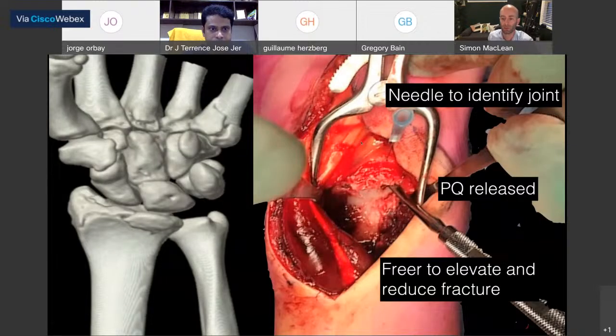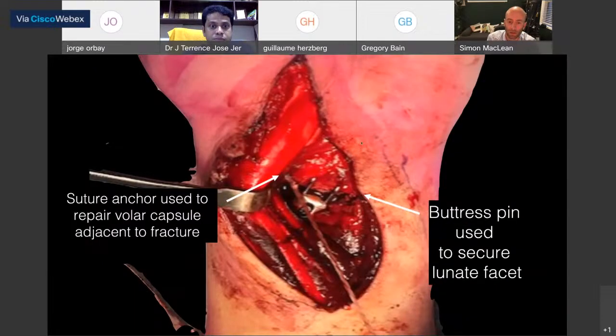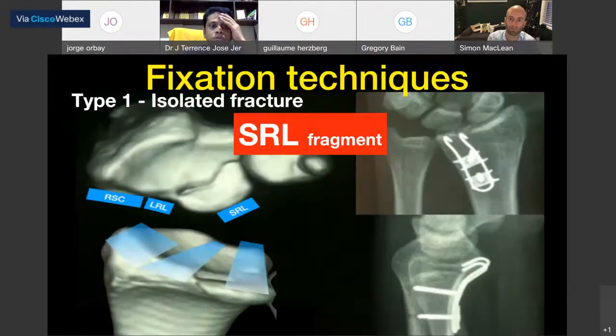I then use a needle often to identify the joint. I release pronator quadratus and then use fine K-wires as joysticks to help reduce the fracture and temporarily fix it. You can then use a small containment type plate to try and hold the fragment, but you may also need supplementary fixation, particularly if there's a large capsular injury.